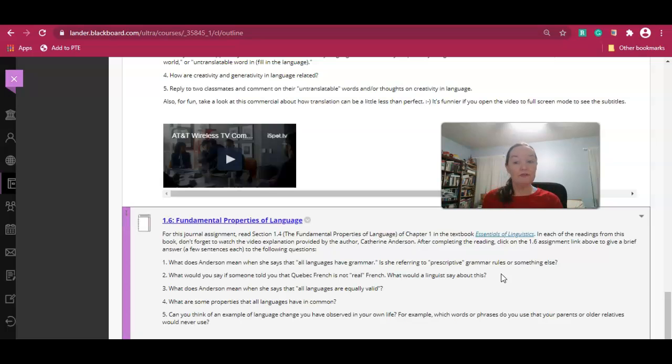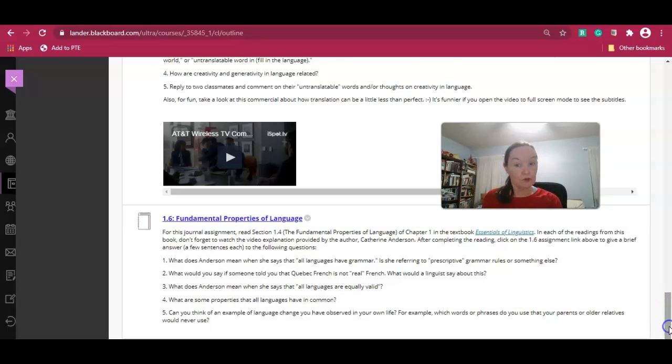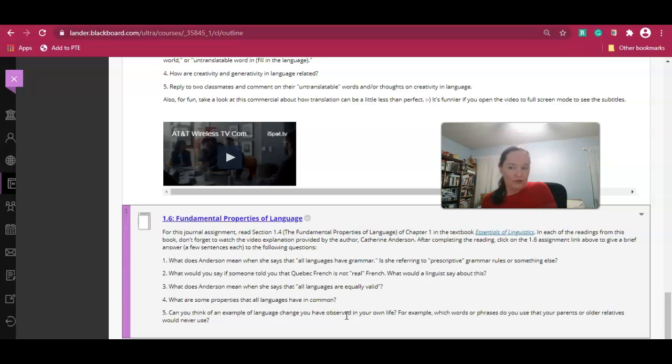Some properties of all languages that they have in common. What are some things that you learned about in the reading? And then you can share a personal experience. Can you think of an example of a language change you've observed in your own life? I think we all have. I've noticed words and expressions come and go in my own lifetime, or words and expressions that were trendy when I was a college student, and maybe they wouldn't be now. So you can share a personal experience there.